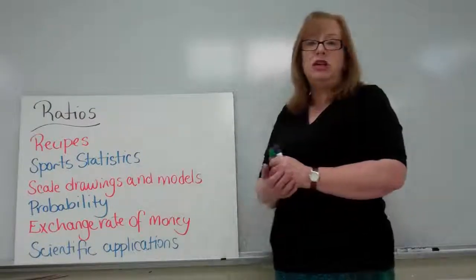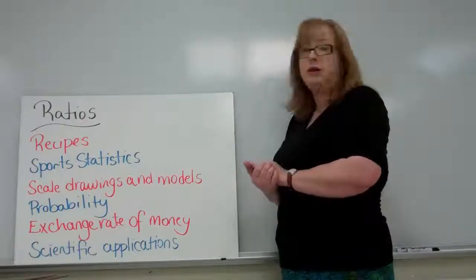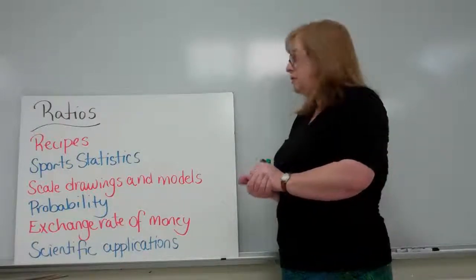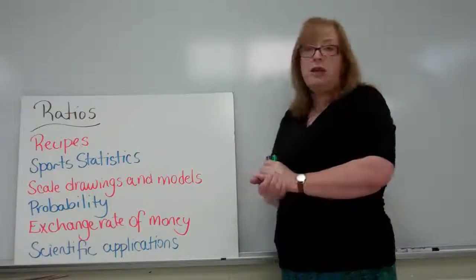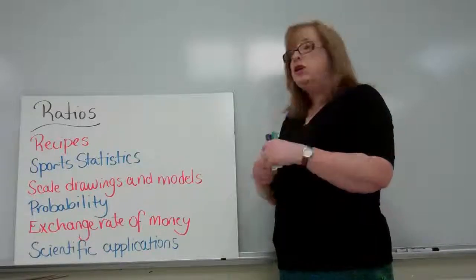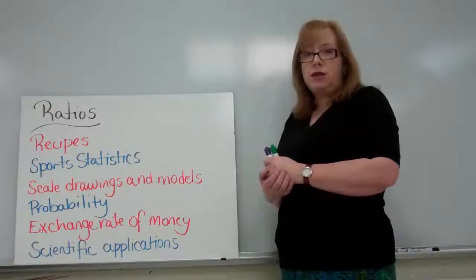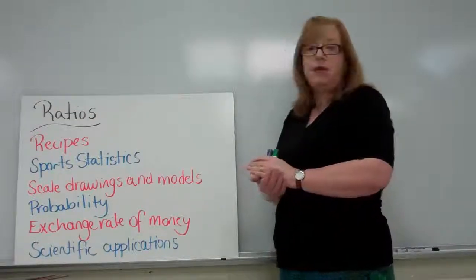Probability. We will use ratios to find out the likelihood of an event happening. We've talked a little bit about that, about the M&Ms, which we will use in probability. The exchange rate of money. When you go to another country, then you will get so much of their money to each dollar. So that's a ratio also. And then there are many scientific applications.